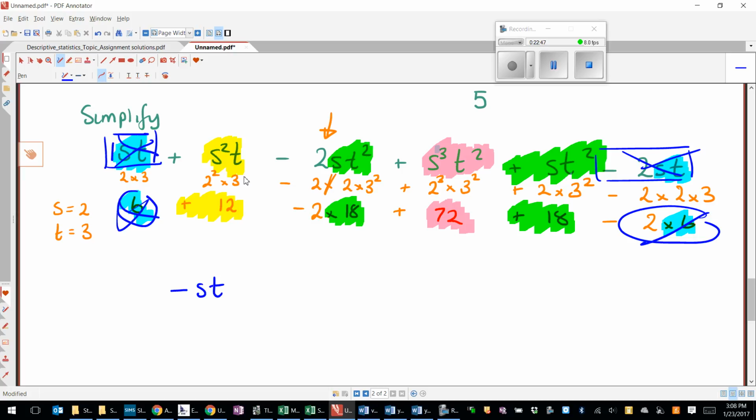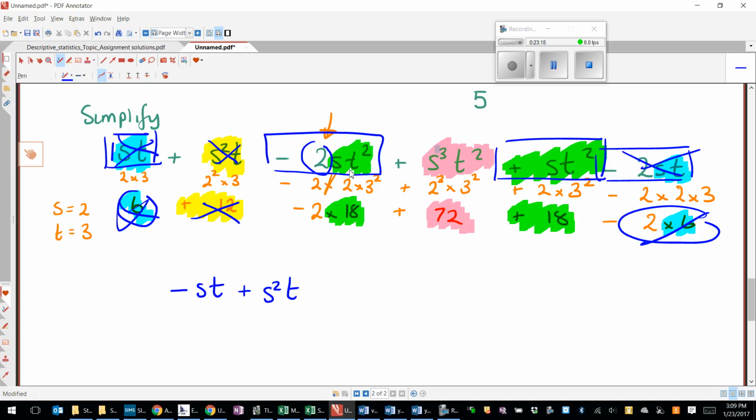I've got an st squared, an s squared t. There are no other s squared t's, therefore I've still got to have an s squared t. Can't have any other. There is, however, minus st squared plus an st squared, which would be minus 2 st squared, minus 2 lots of 18 plus an 18 would end up being minus an st squared.